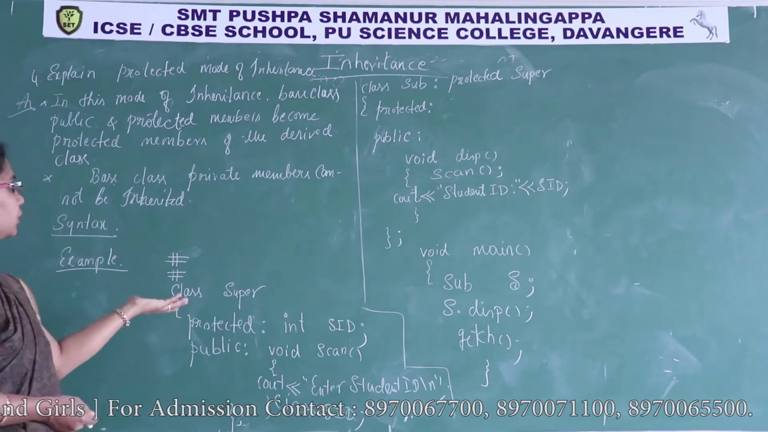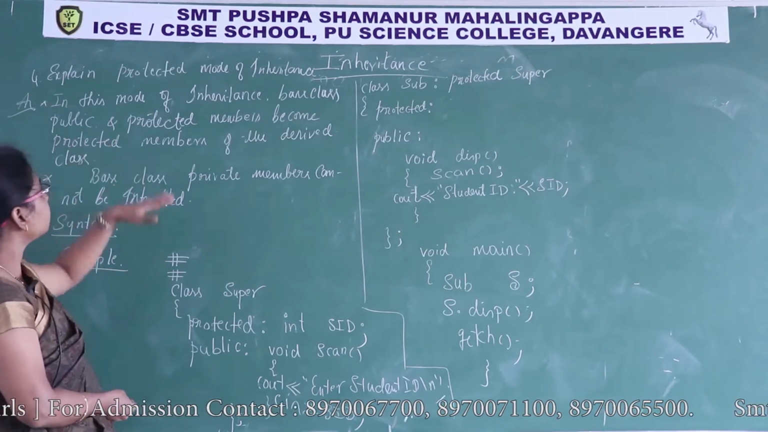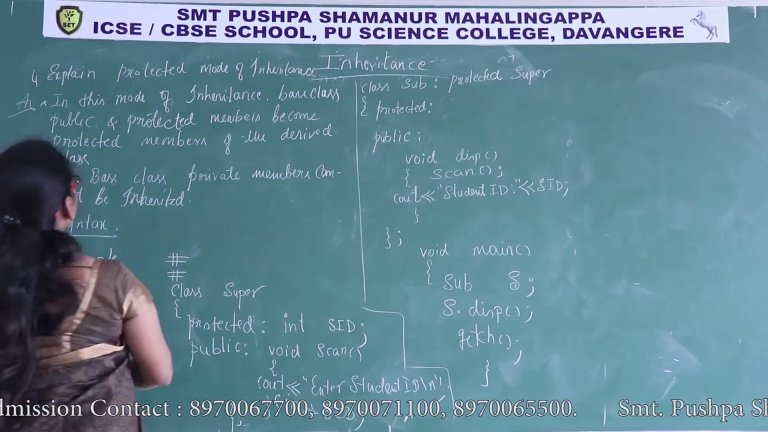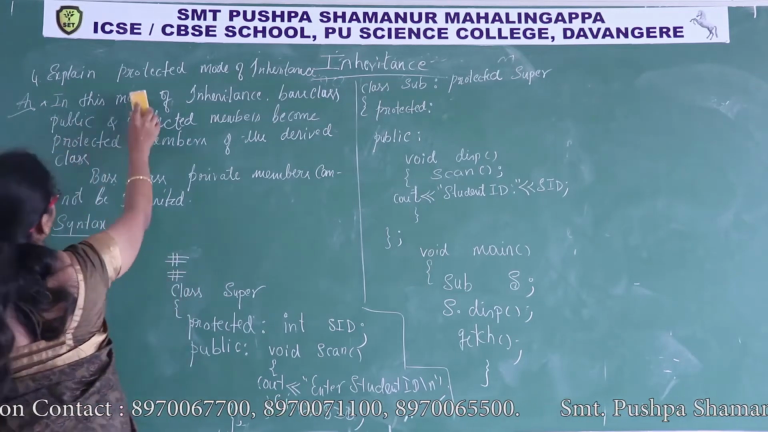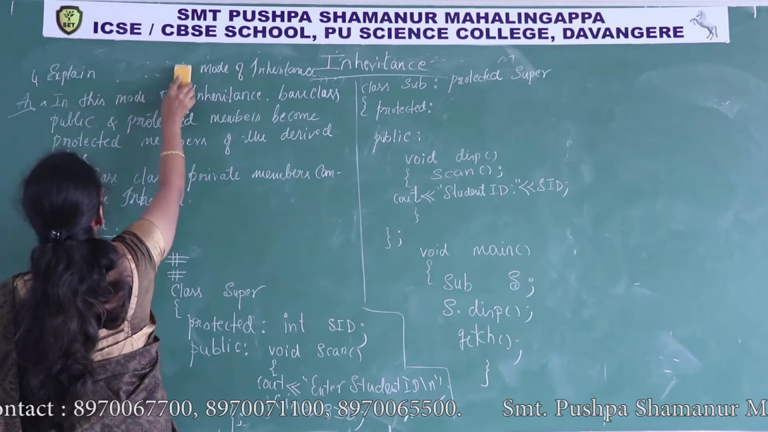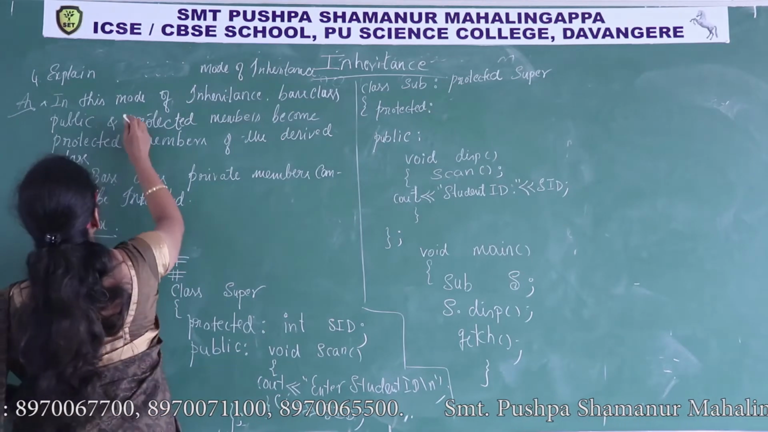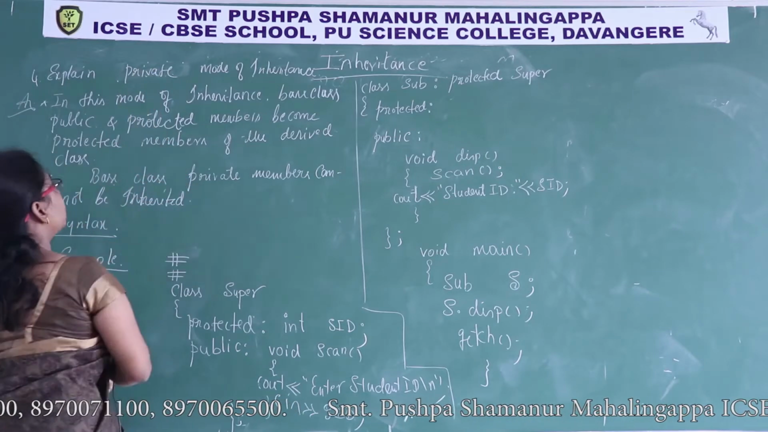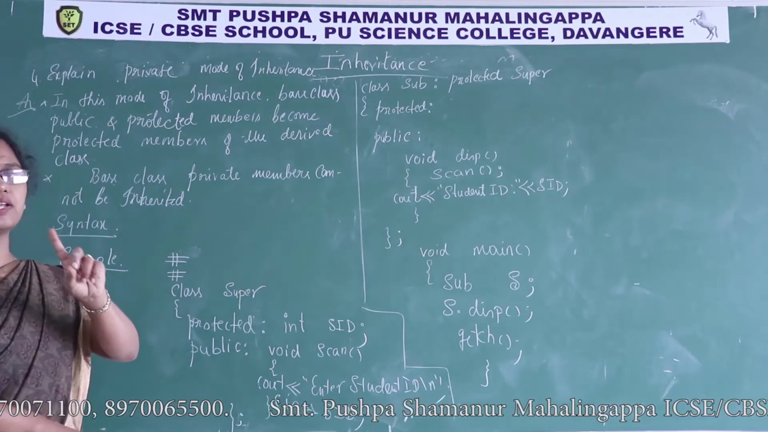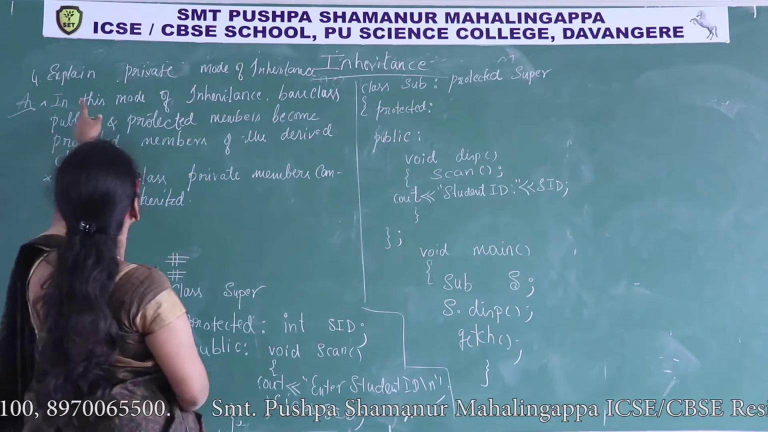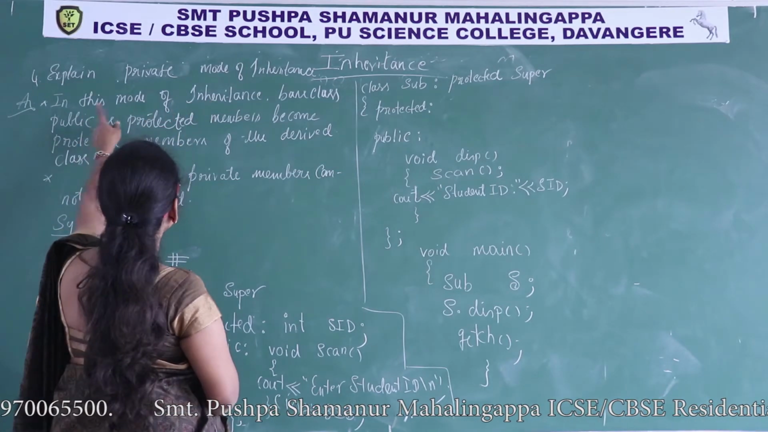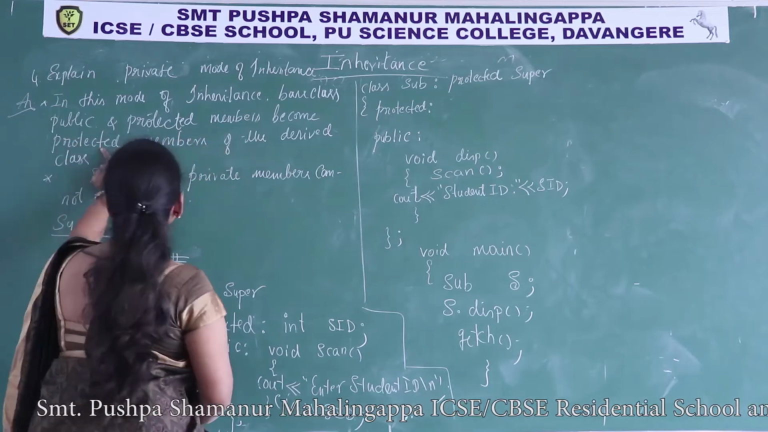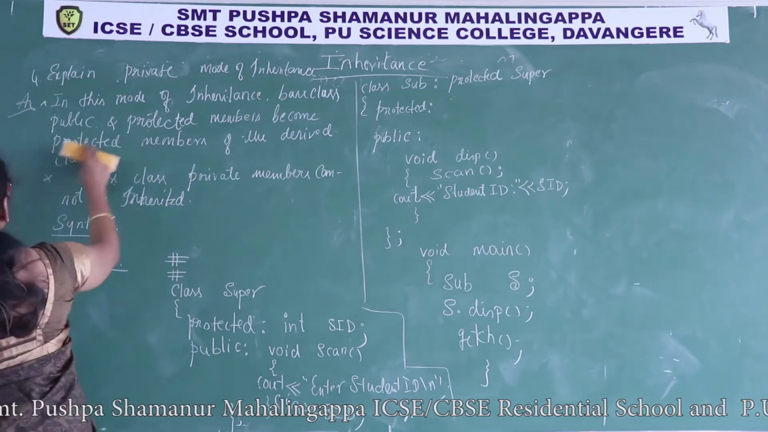Like that you can give if they ask for the other modes, that is private and public. If they ask about private mode of inheritance, any one mode they will ask for the exam. Explain private mode of inheritance. In this mode of inheritance, base class public and protected members become private members of the derived class.